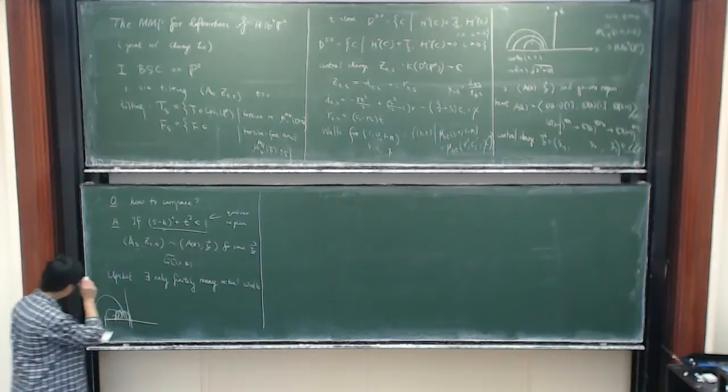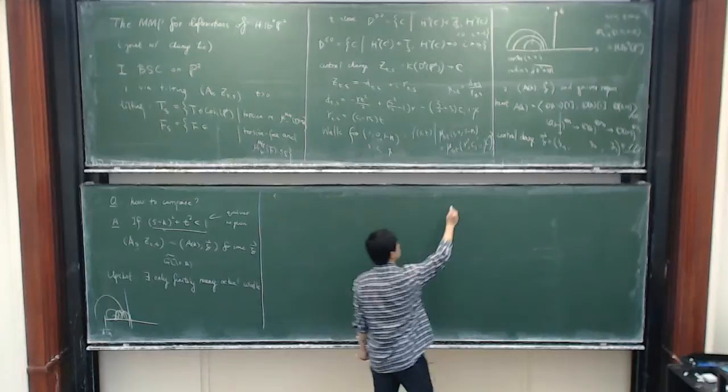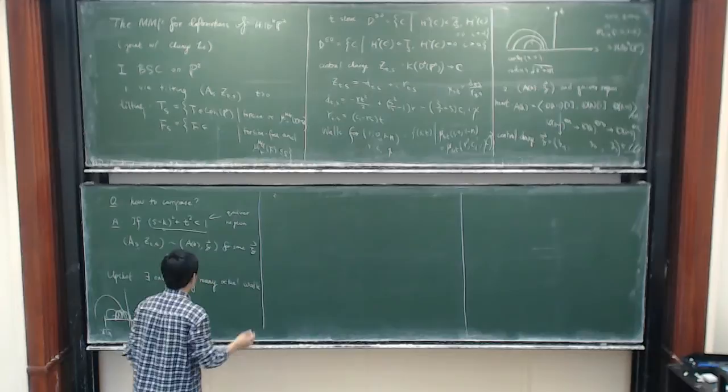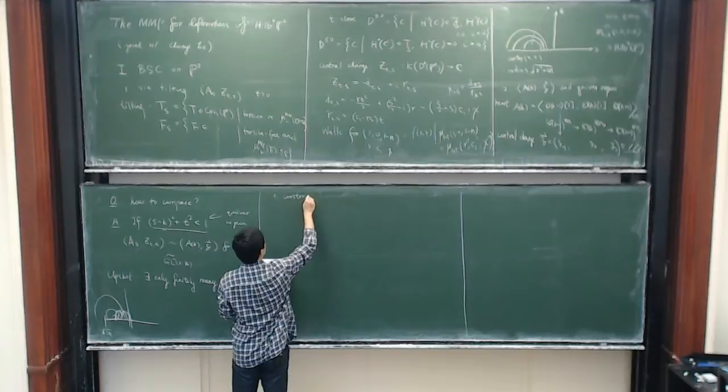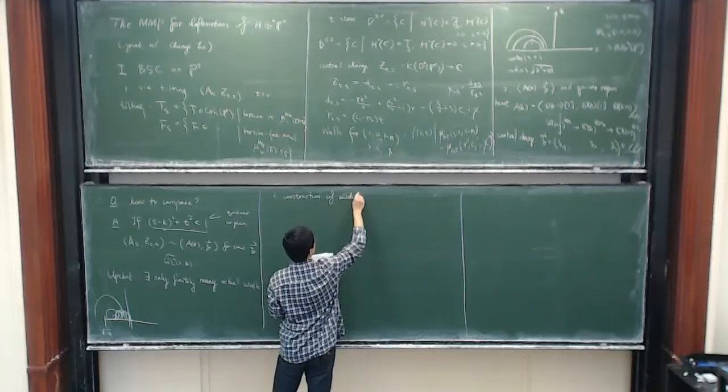So the third part: I want to show that it's really easier to study the moduli of semi-stable and stable objects inside this quiver region. So this third part is the construction of moduli in a quiver region.